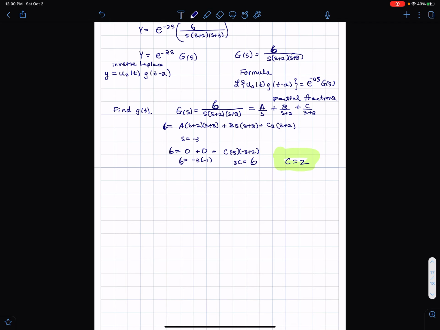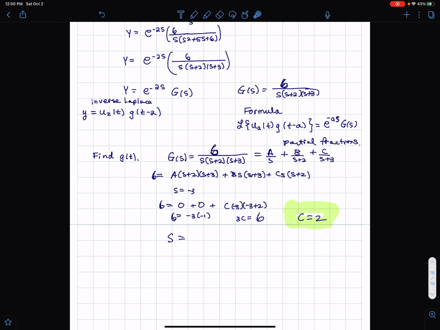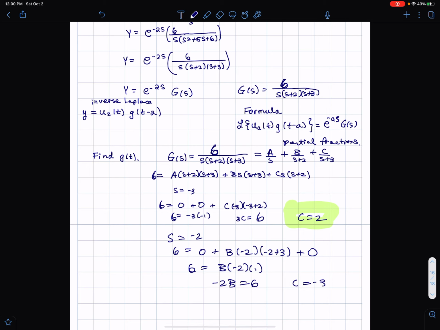Okay, let's try s equal to another convenient number. Put in s equal to -2 right there. That'll kill the a and c terms. So s is -2, and I'll get 6 equals 0 plus b times (-2 plus 3) plus 0. So 6 is equal to b times -2 times 1. So -2b equals 6, so c equals -3.